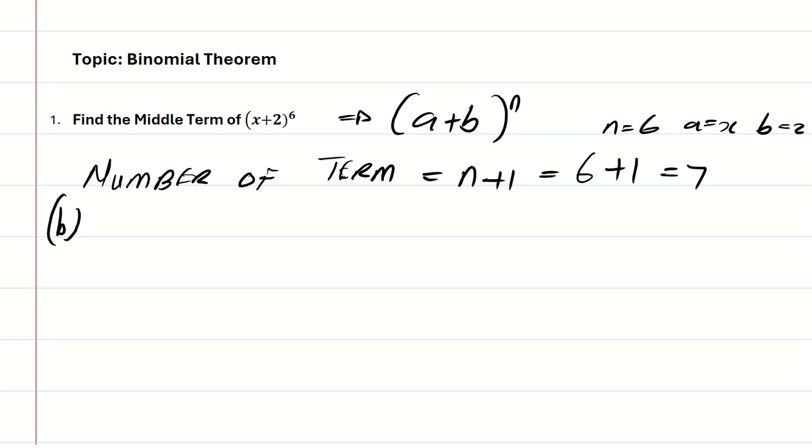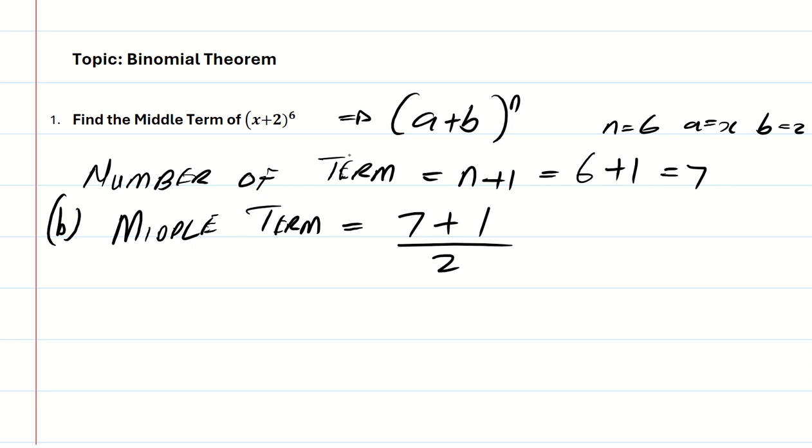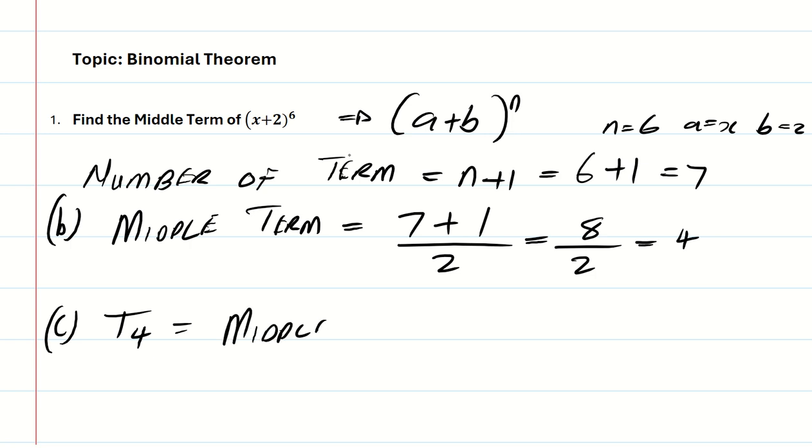And then step 2, we have to find the middle term. So the middle term will be equal to the number of terms plus 1, divided by 2, which is equal to 8 divided by 2, and 8 divided by 2, you'll get 4. So this simply means that the middle term is equal to T4. T4 is the middle term.